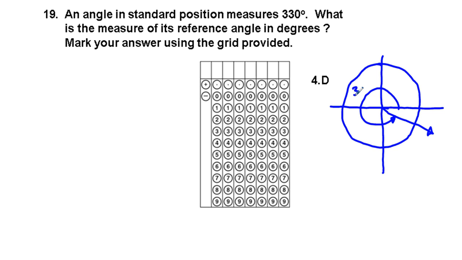So the reference angle is going to be, in this case, the difference between a full rotation, or 360 degrees, and 330 degrees. So we put 360 minus 330 is equal to 30 degrees. In degrees, okay, that'd be 30. We're going to mark the 30.